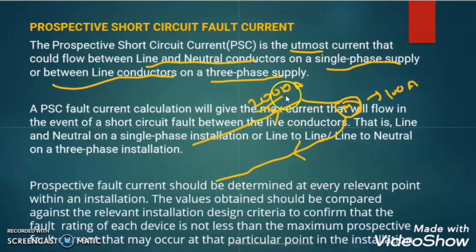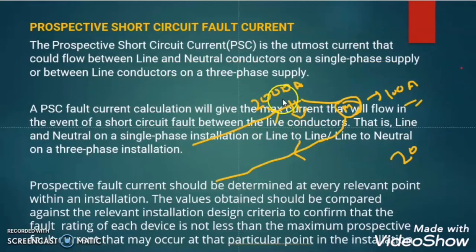So this condition is called the short circuit fault condition, and you can observe here that 20 times more than full load current is flowing through the circuit, which is very high. So this current, this 2000 ampere, is the prospective short circuit fault current for this motor. So it is very important to break this short circuit current as early as possible when a short circuit condition occurs in the motor.